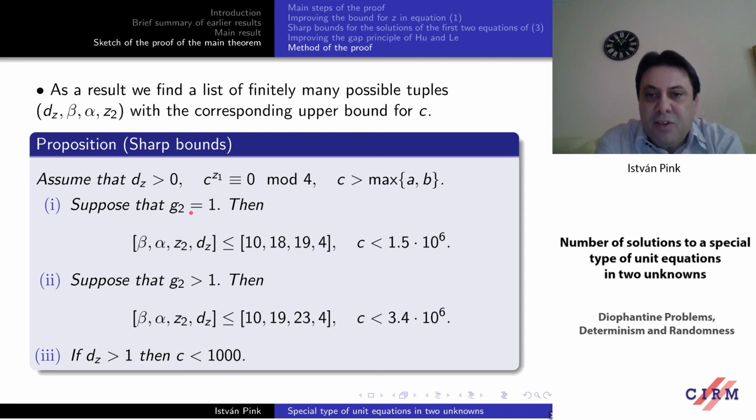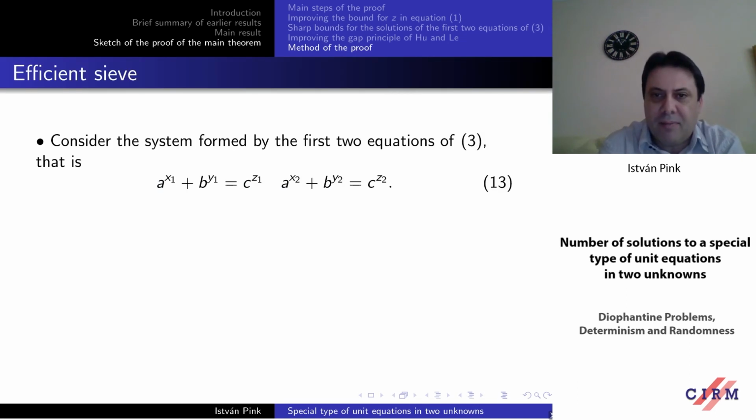Then, if G2 is 1, for these parameters we have these bounds, together with the upper bound for C. If G2 is greater than 1, we have these bounds, together with this upper bound for C. And if this is greater than 1, so at least 2, then we have a very good bound for C. These bounds are really very good, so you can see here, and also the improvement for C. So in fact, we obtained for C, the maximum of the bases, a middle-sized bound.